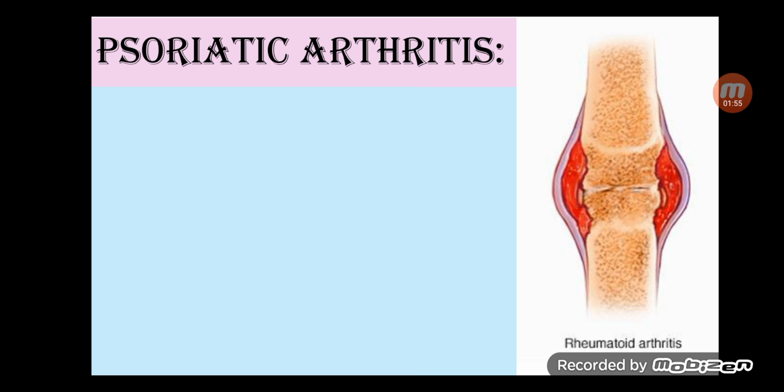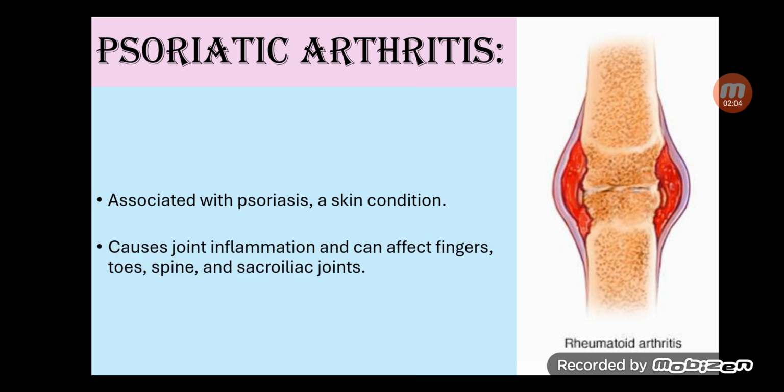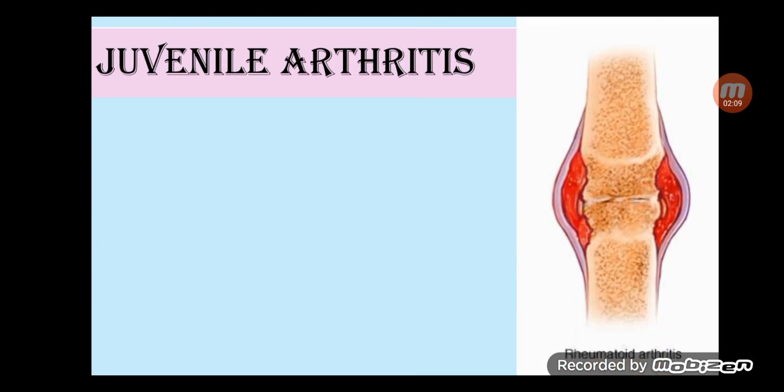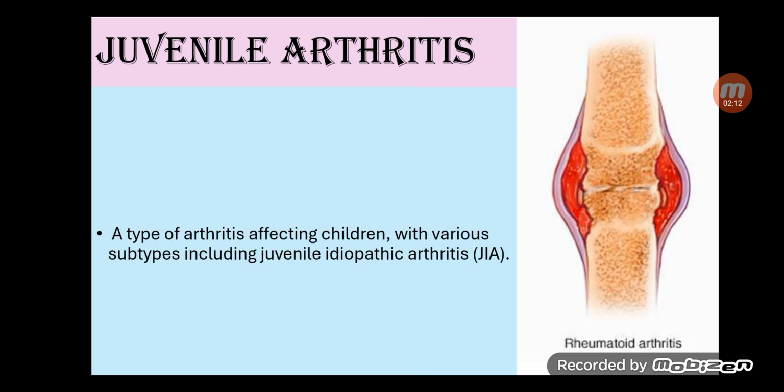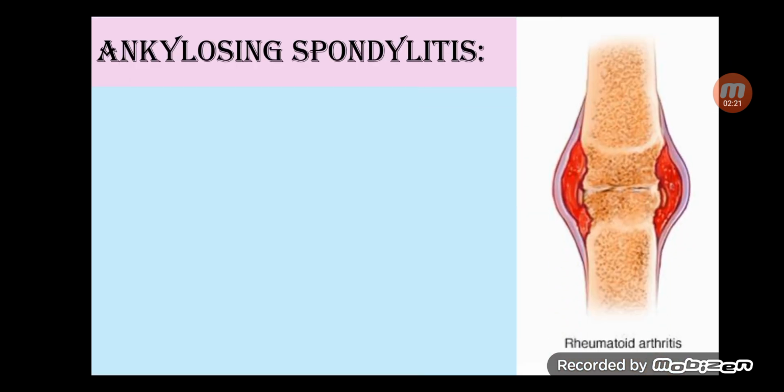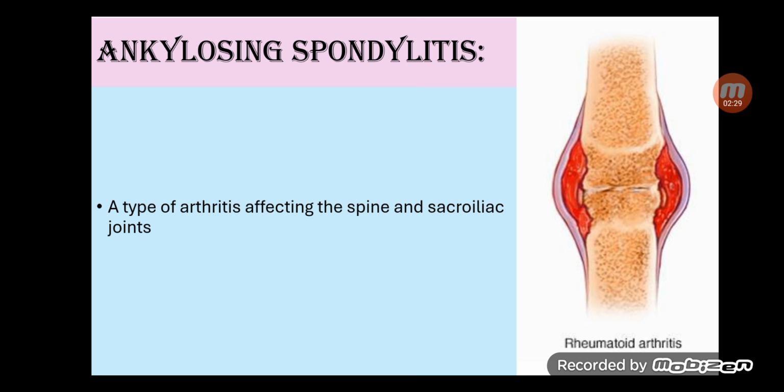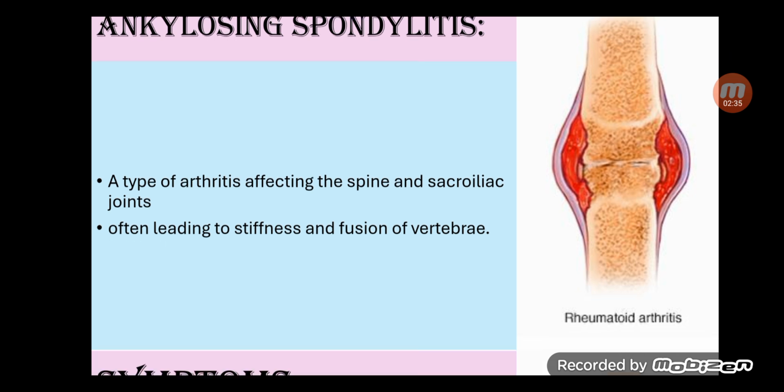The next important type of arthritis is psoriatic arthritis. That is associated with psoriasis, a skin condition, and it causes joint inflammation and can affect fingers, toes, spine, and sacroiliac joints. The next important type is juvenile arthritis. That is a type of arthritis affecting children with various subtypes, including juvenile idiopathic arthritis. Another important type of arthritis is ankylosing spondylitis. That affects the spine and sacroiliac joints. It often leads to stiffness and fusion of vertebrae.